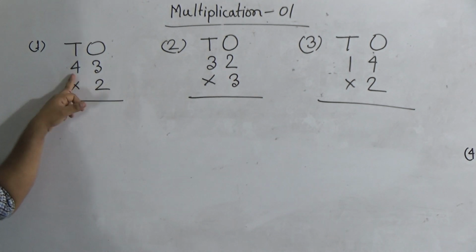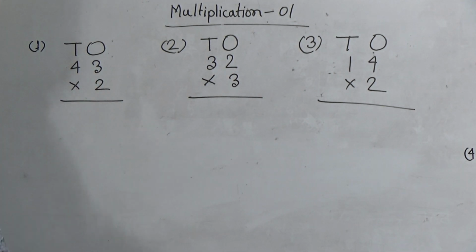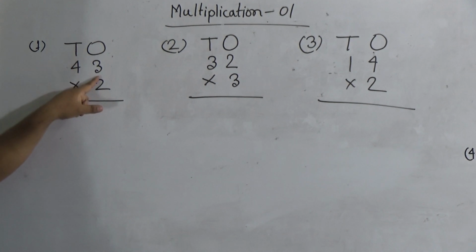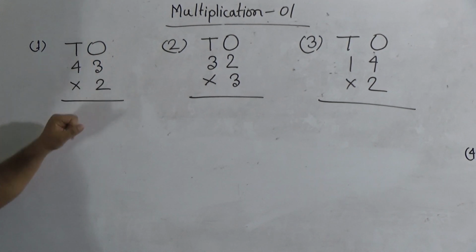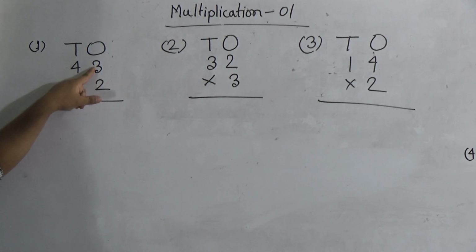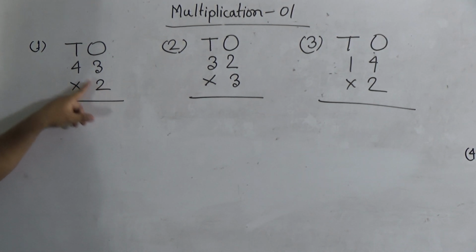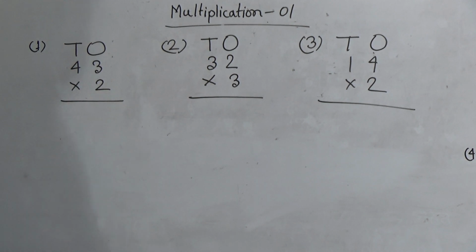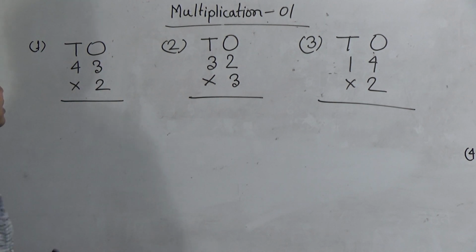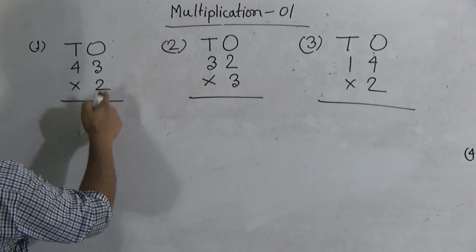I repeat, 43 multiplied by 2. Dear students, we multiply 43 by 2. Here you notice 4 is in tens place and 3 is in ones place. So at first we multiply this 3 by 2, and then we multiply this 4 by 2. Now notice, 2 3s are 6.